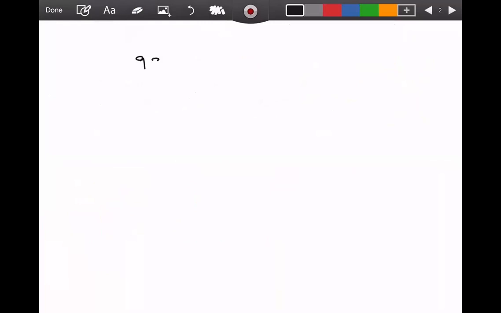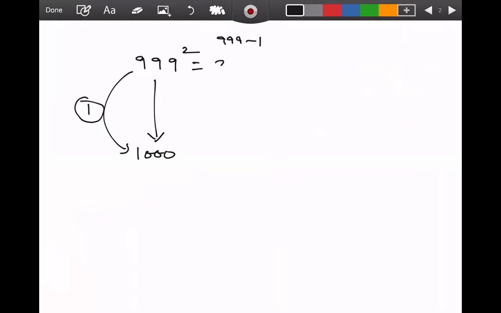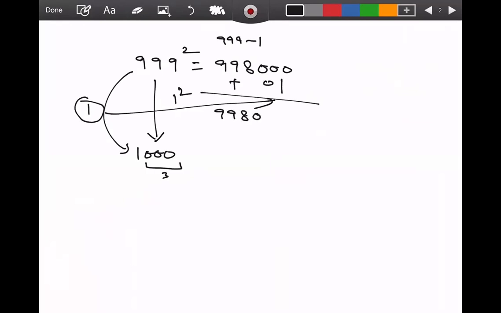So suppose we are supposed to find the square of 999. So 999 is just before 1000. Rest is same. So 999 minus 1 will give us 998. How many zeros? Three zeros. So 3 zeros plus 1 square will give us 001. So 998001. Clear? Yes, sir.